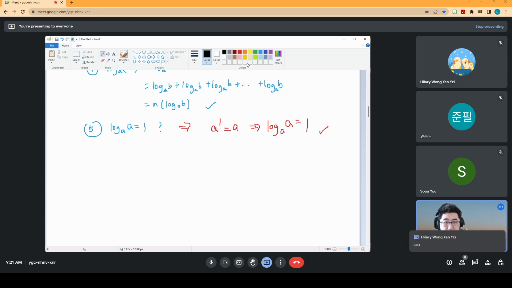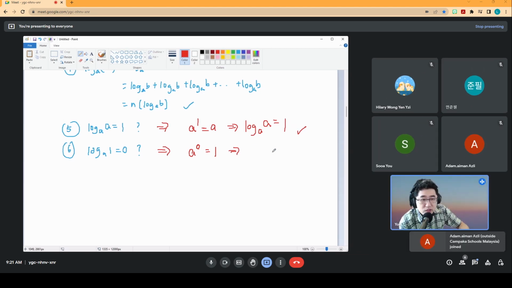Number 6, I have log_a 1 equals 0. Similarly, why is it so? It comes from our indices rule. From the past, we already know that a to the power 0, any base to the power 0, equals 1, and you already know why that is true. Then according to the formation, the 1 you place over here, the a you place over here, the 0 you place over here. Therefore, log_a 1 equals 0. It's true. Are you okay?